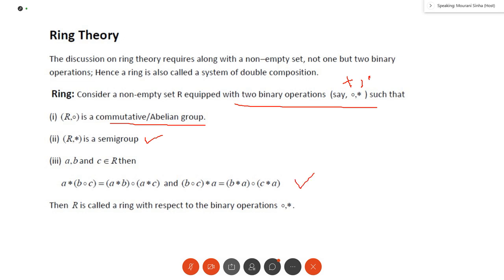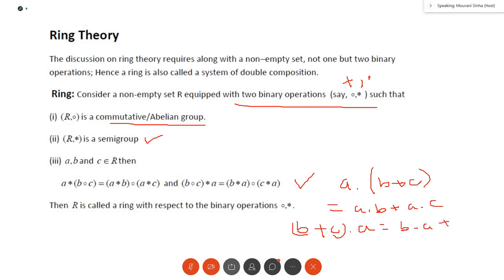So this is your distributive law, which looks like this. You can also write it like this: A dot (B plus C) is equals to A dot B plus A dot C. This is one distributive law, and the other one is here. So both are not same. So you can say distributive law 1 and distributive law 2 if you want. (B plus C) dot A is equals to B dot A plus C dot A. So these are your 2 distributive laws.